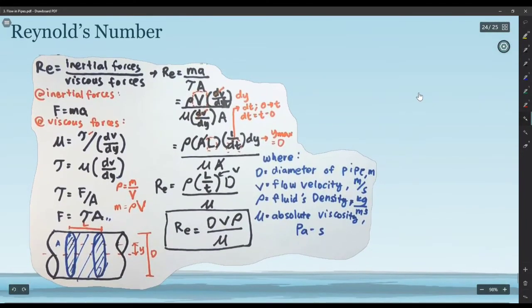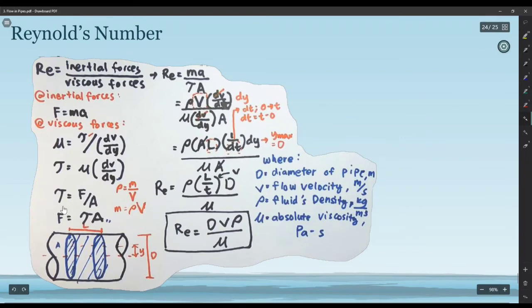Let's proceed with the next slide. Let's discuss how this equation was derived. Here we show how the equation for Reynolds number was derived. Again, coming from the definition, Reynolds number is just the ratio between the inertial force and the viscous force. The inertial force, as we know, is force equals mass times acceleration.